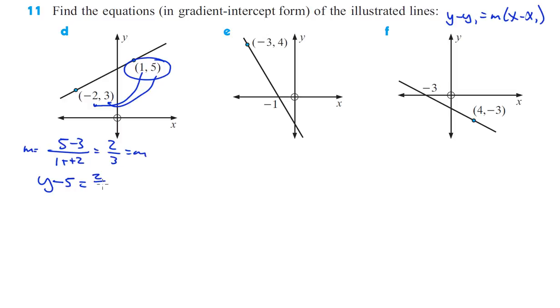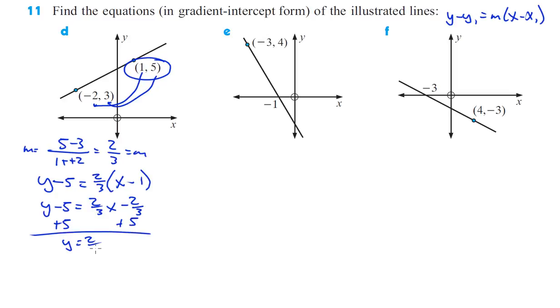equals 2/3 times x minus 1. Right, so we get y minus 5 equals 2/3 x. 2/3 times negative 1 is negative 2/3. Add 5 to both sides. y equals 2/3 x. And then 5 minus 2/3 is 4 1/3. You could write it in decimal form if you want to. That's just fine. Okay.